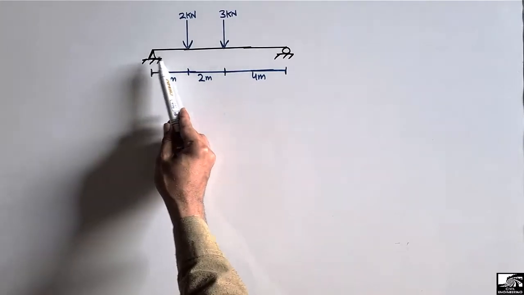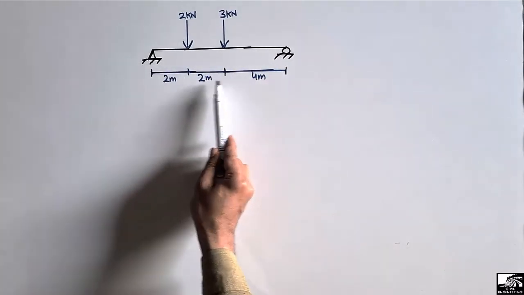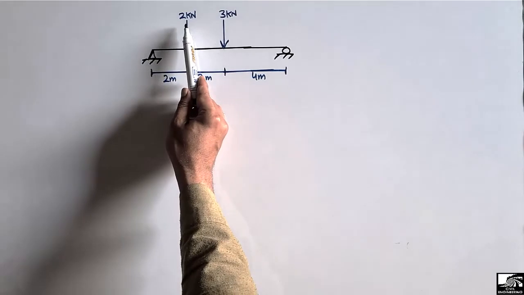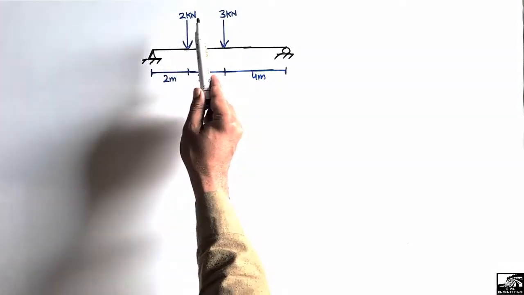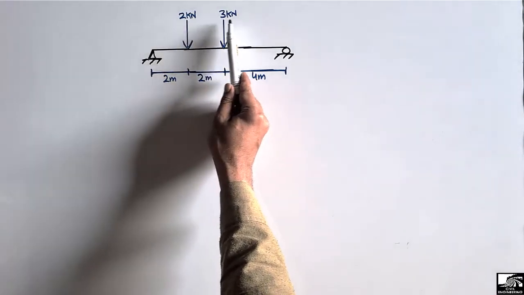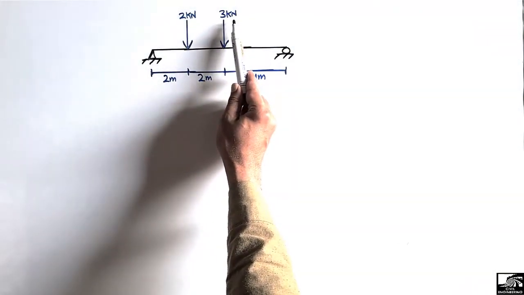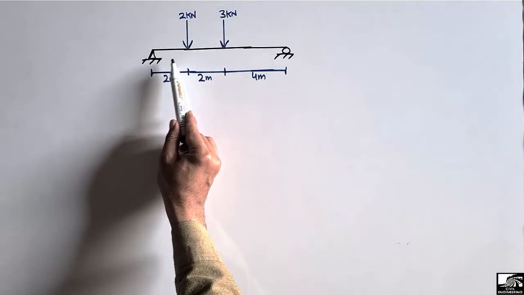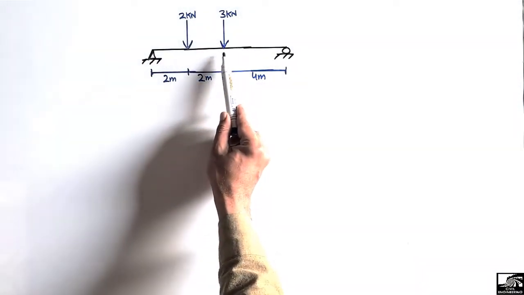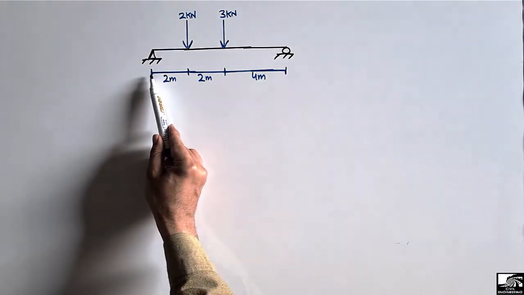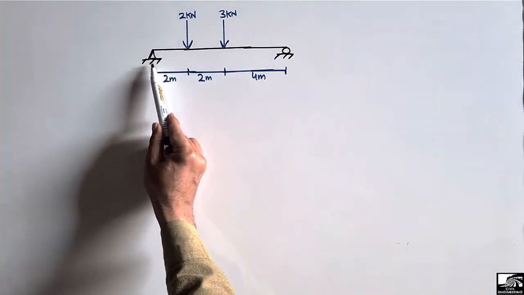So let's consider this is a simply supported beam with the given dimension, and there are two concentrated loads acting on the simply supported beam, one with the magnitude of 2 kN and the other with the load of 3 kN. One load is acting at a 2 meter distance from this hinge support, and the other load at the center of the beam, which is a distance of 4 meter from this hinge support.